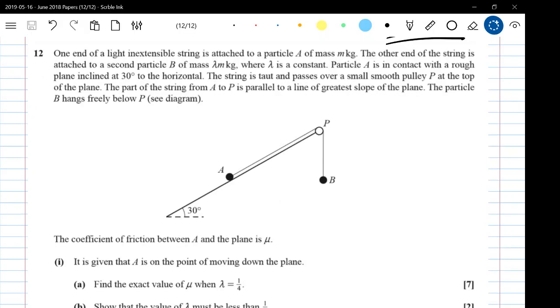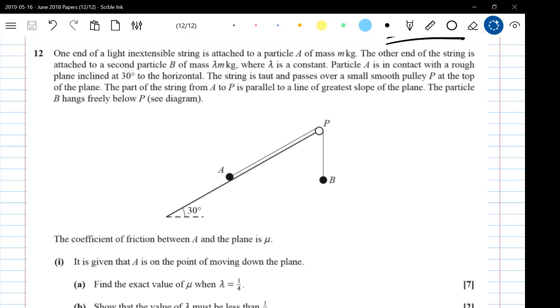So one end of a light inextensible string is attached to a particle A of mass m. The other end is attached to a second particle B of mass lambda m, where lambda is a constant. It's a rough plane. The string passes over a smooth pulley, and it is all hanging as you might expect it to be. The coefficient of friction between A and the plane is mu.